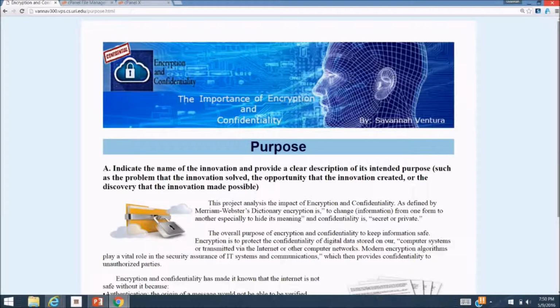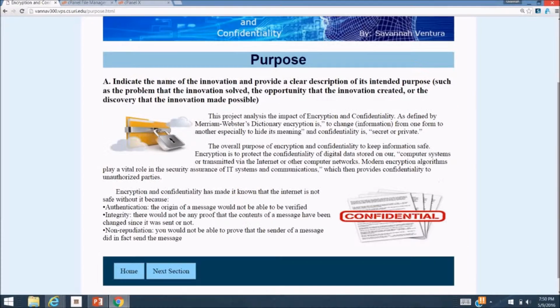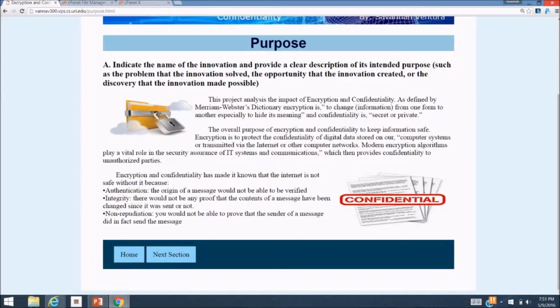As many of you may already know, the overall purpose of encryption and confidentiality is to keep information safe. Encryption is to protect the confidentiality of digital data that is stored on our computers or even transmitted via the internet. Today's encryption algorithms play a vital role in the security assurance of IT systems and communications, which in turn provides confidentiality from unauthorized parties. Due to my research, it is clear to see that the internet is not safe without encryption and confidentiality because of authentication, integrity, non-repudiation, which are just a few to be named.